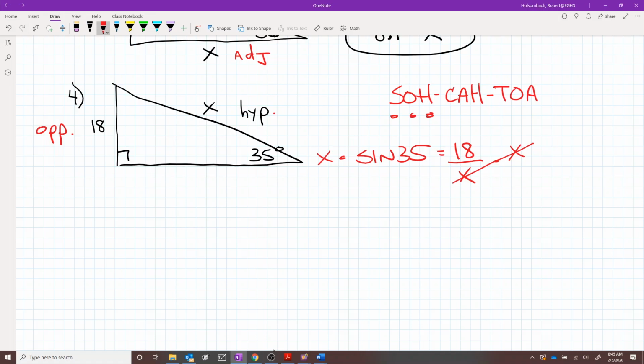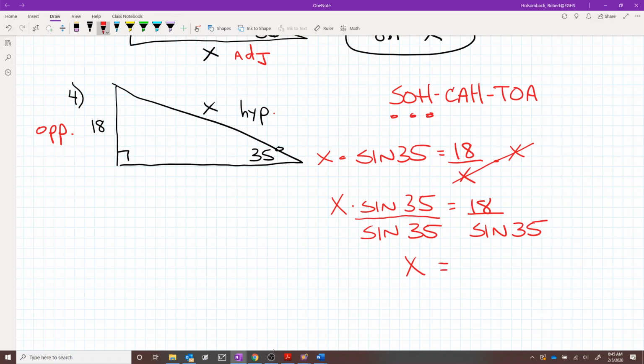Now, you've got x times sine 35 equals 18. So you'll divide both sides by sine 35 to isolate the x. So your x will be equal to 31.4.